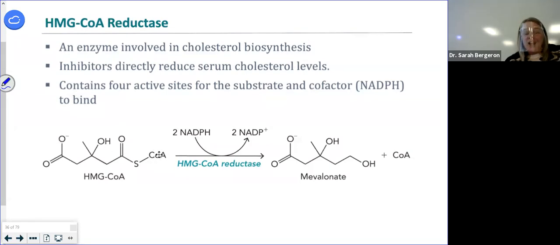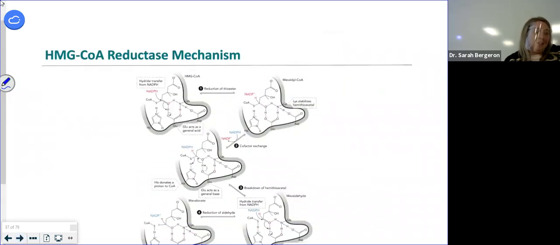And here's CoA. And so what we want to do is we basically want to cut off the CoA from the HMG, right? And so we do that using a cofactor or coenzyme, NADPH. The NADPH is going to donate hydrogens, right, to become charged NADP+, and we're going to make mevalonate and we're going to make CoA. So basically we just want to cut off the CoA, right? So let's look at this mechanism, last mechanism, I promise.